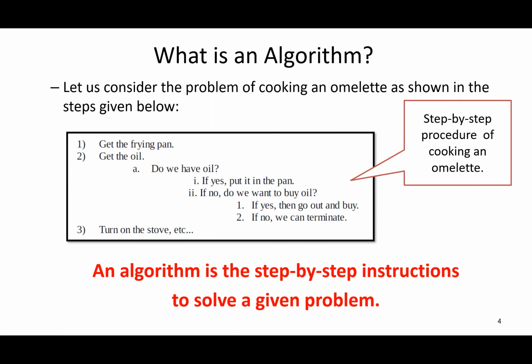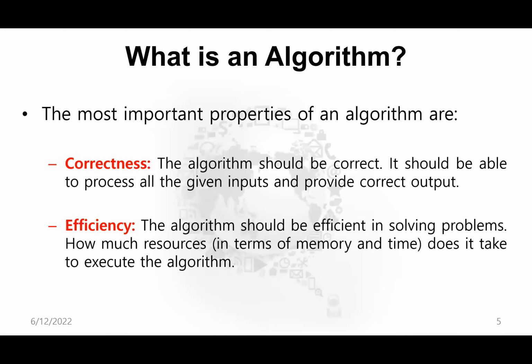Okay, so what are the most important properties in an algorithm? We have two properties here. The first one is correctness. The algorithm should be correct. This is very important, right? For example, it should be able to process all your given input and provide the correct output. Whenever you input this, the correct output should be this, right? Okay, correctness is a very important property.